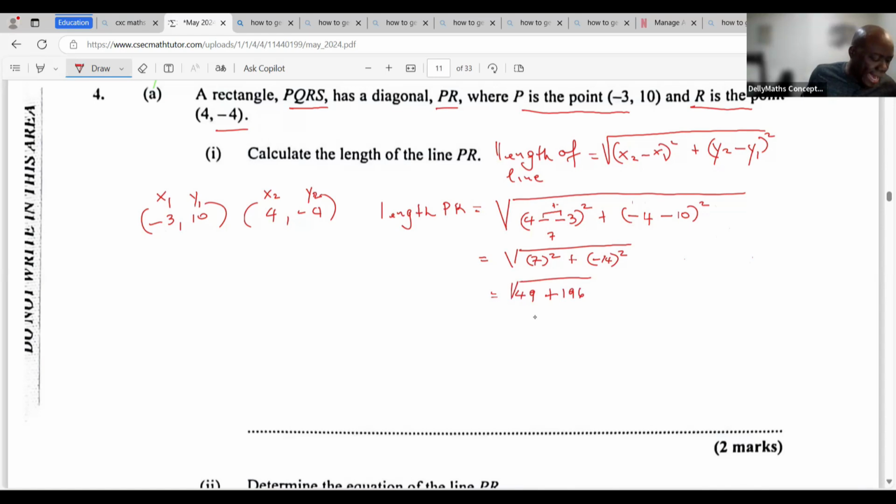So when we add 196 plus 49, we're looking at 245. All we have to do is take the square root of that, and we're looking at approximately 15.65 units long. So the basic idea is that we're applying the Pythagorean theorem to find that. Let's move on to another question.